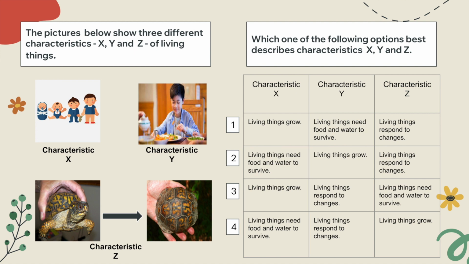The next question is, the pictures below show three different characteristics X, Y, and Z of living things. This is characteristic X, this is characteristic Y, and this is characteristic Z. Which one of the following options best describes characteristics X, Y, and Z?